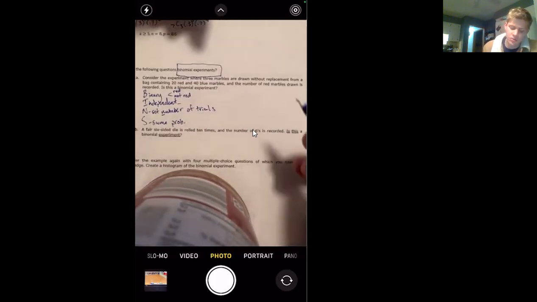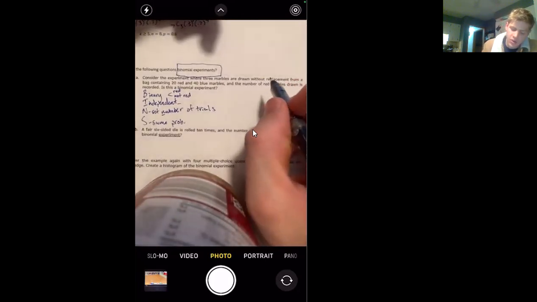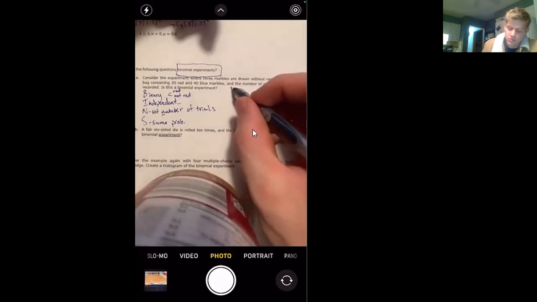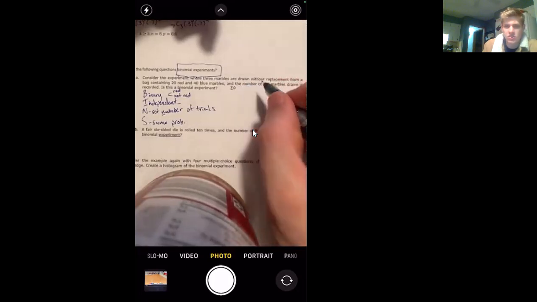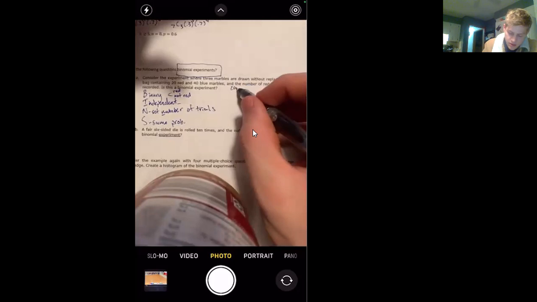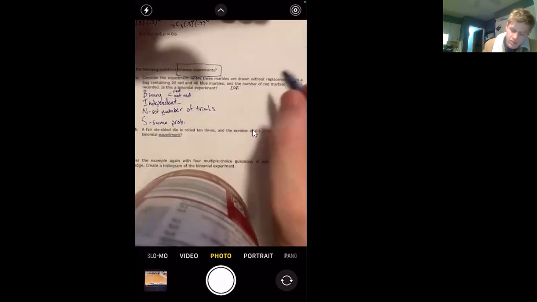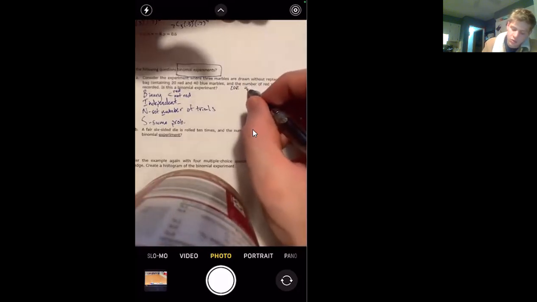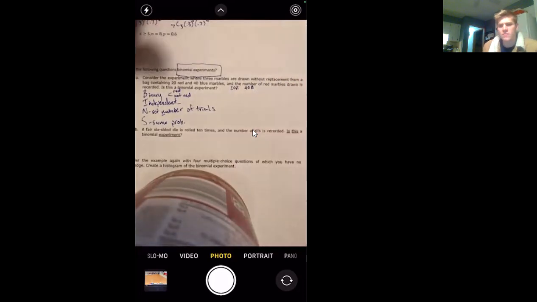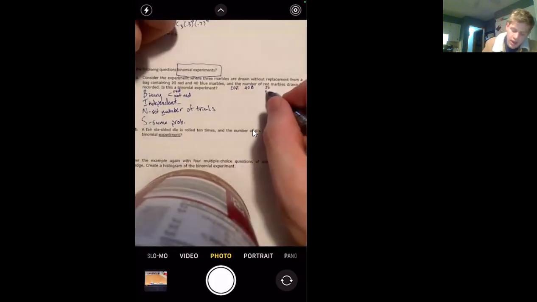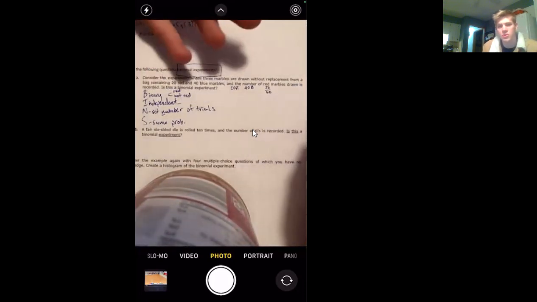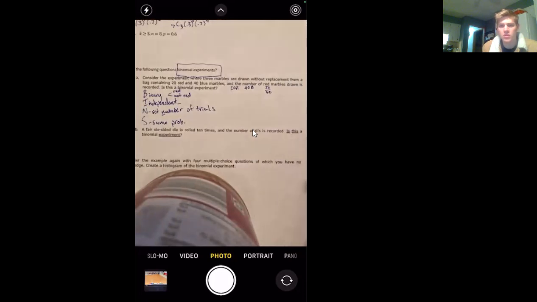So let's go through this and just pretend for a second. We have a set of 20 marbles. So we have 20 red, and then you got 40 blue. So in total, right away, your probability, if you were to do this the first time, would be 20 out of 60, right? Because 20 plus 40 is 60, and you want to go out of your total.